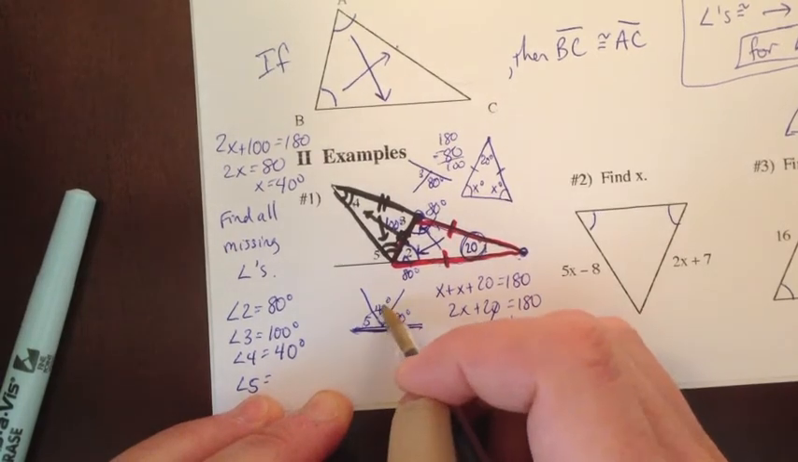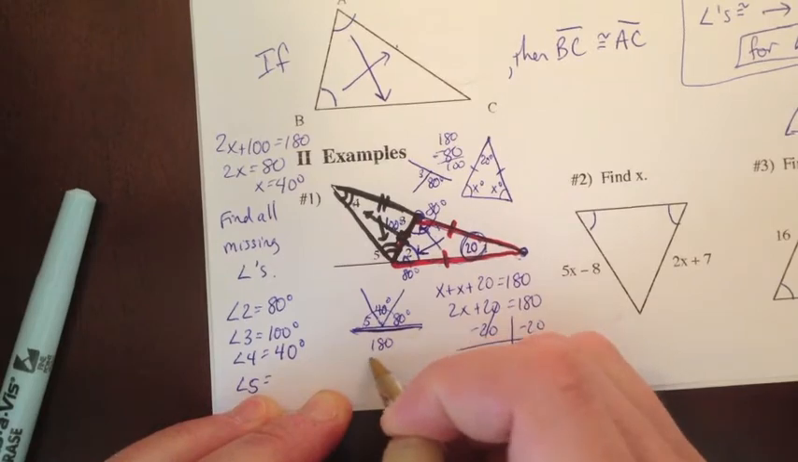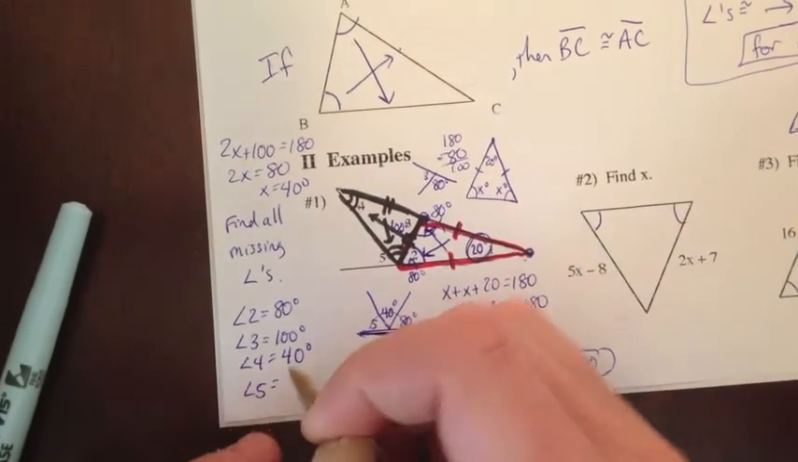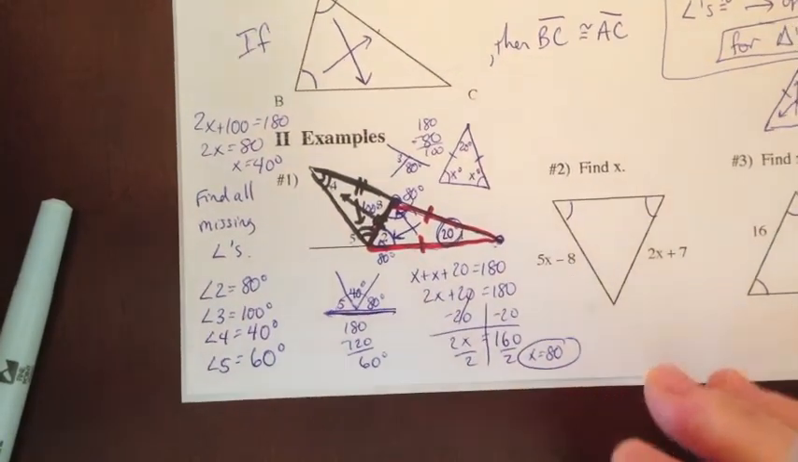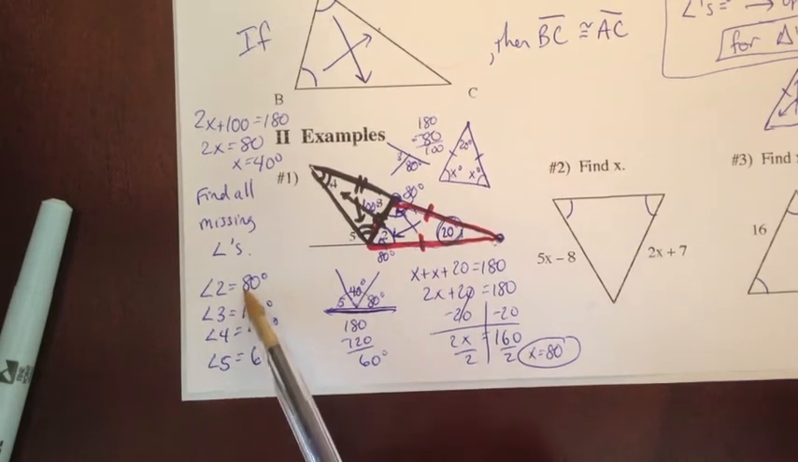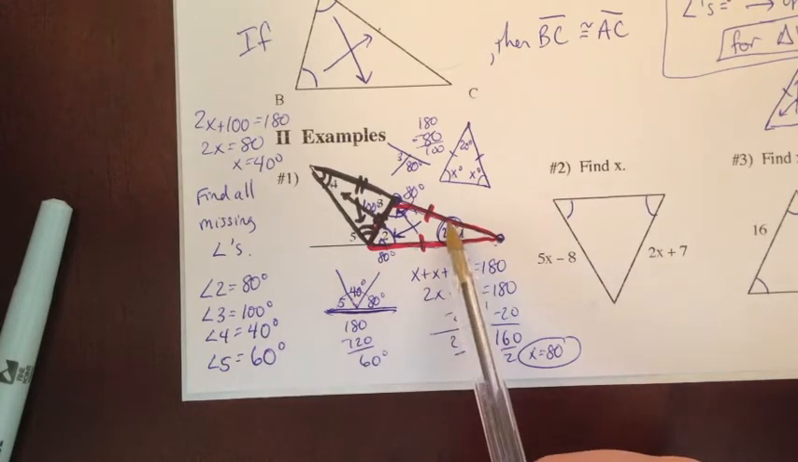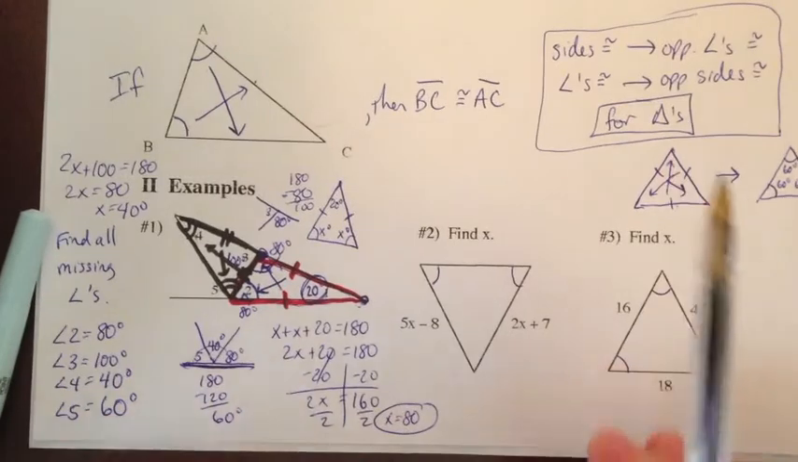So if I add the 40 and the 80, that's 120. Subtract that from 180, and what I'm left with is 60. And that's my answer for number 5. 60 degrees. Okay, so you have to go through piece by piece. You're not going to get all of these at the same time, so take your time, look at one thing at a time. All right, let's take a look at example number 2.